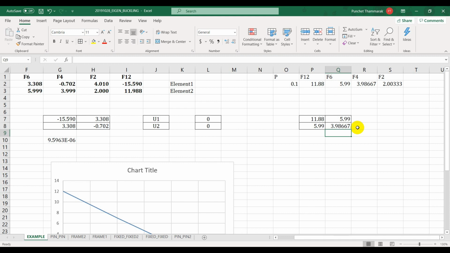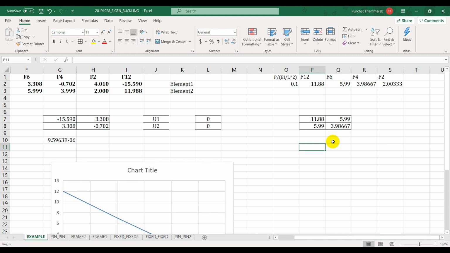We'll be able to find out the P over EI over L square. So this P is actually P over EI over L square, because if you recall, the left matrix is scaled by EI over L square. The right matrix is scaled by P.